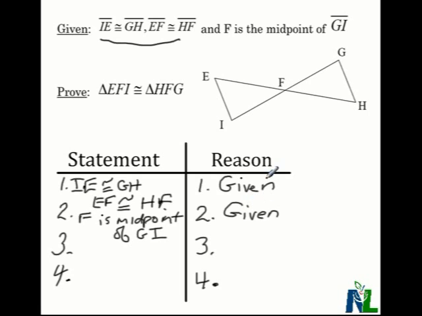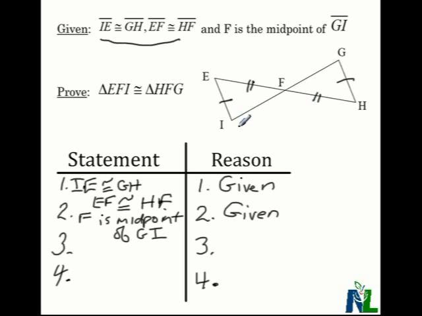Now, what I'm going to do is go back and look at the diagram. I'm going to start marking down some of the things that I know. IE, so this side right here, is congruent to GH. Similarly, I know that EF, so I'll use two strokes to mark that, is congruent to HF.